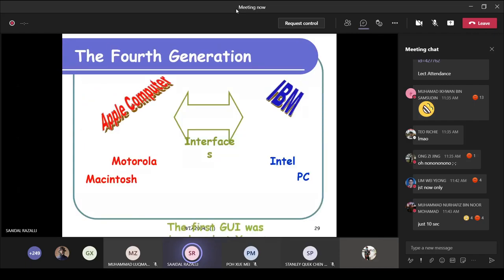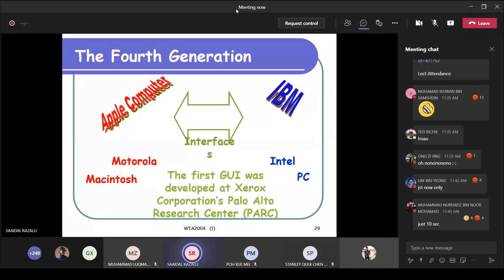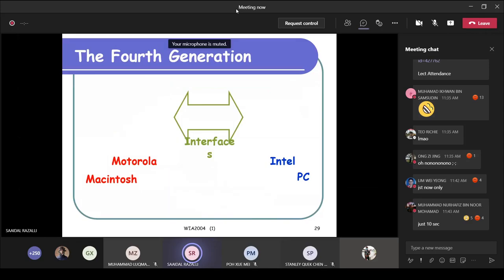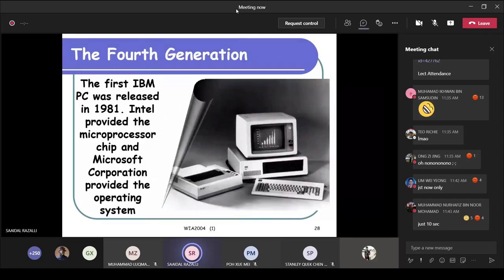So Apple Computer and IBM: Apple uses Motorola and calls it a Macintosh or Mac, and Intel you call a PC. The fourth generation is the first PC created for the normal user, for the single user. And this is where the base of the operating system comes from as well, as you can see, with Microsoft providing the operating system.